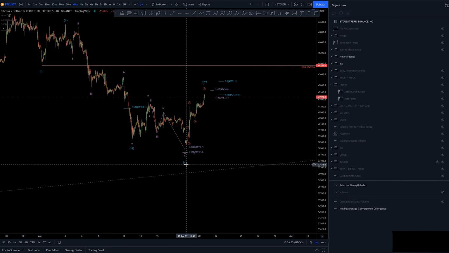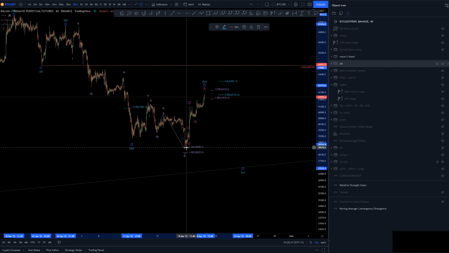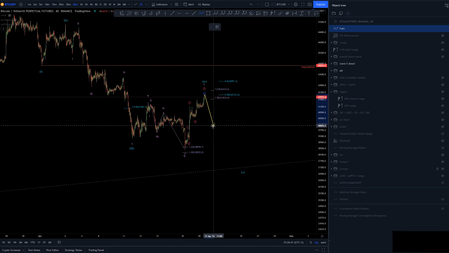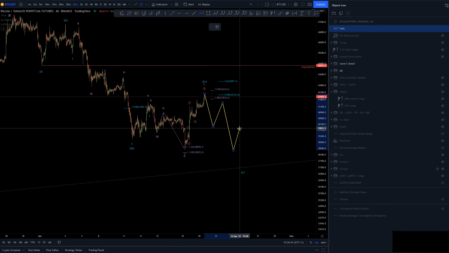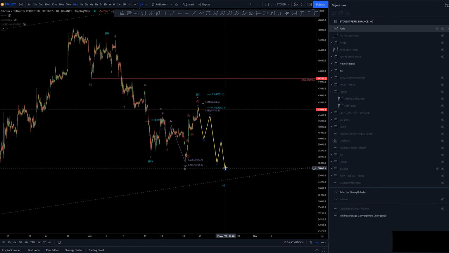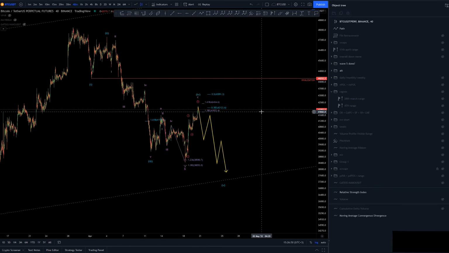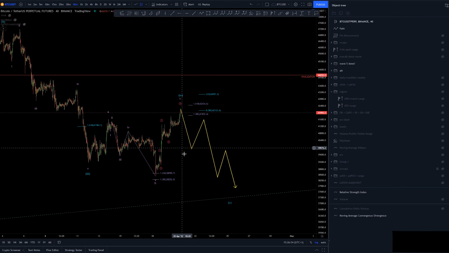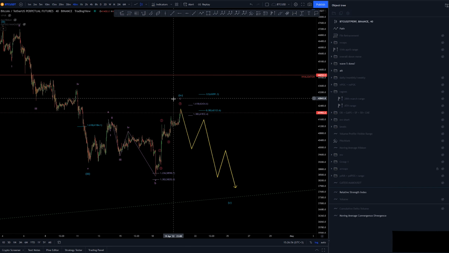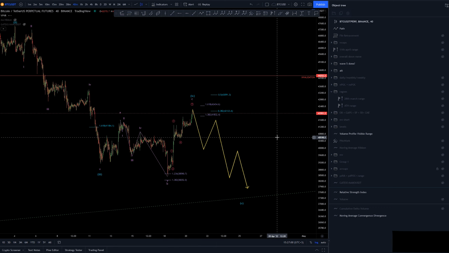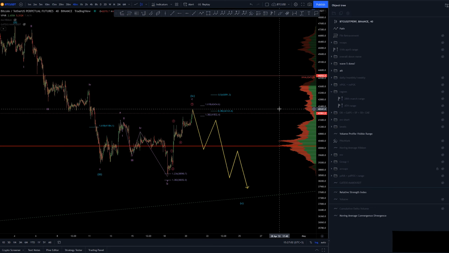Okay, if we have this structure here, we have 3, we're looking for 5 waves down. 1 2 3 4 5. Now the same thing about both of these counts is the fact that both of these counts are looking downwards around these areas. Now let's take a look at some volume here.